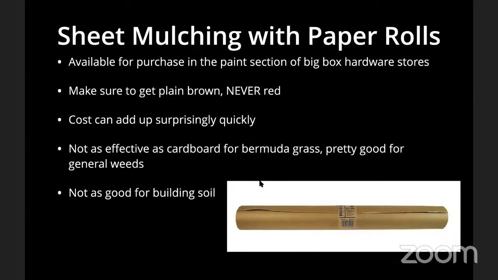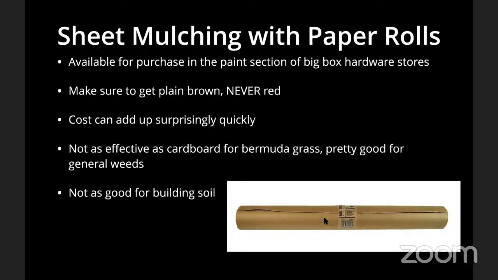If you are doing a small area, especially one that's mostly various weeds and not Bermuda grass, or if you are generally digging things out and are just using this to prevent weed growth, it is an option, if you're not wanting to scavenge the cardboard, to use paper rolls that you can get at the hardware store in the paint section. The cost can add up quite quickly, and it's not as effective as cardboard. In addition, it's not a recycling or repurposing. It is a new product that you're putting down into the soil.